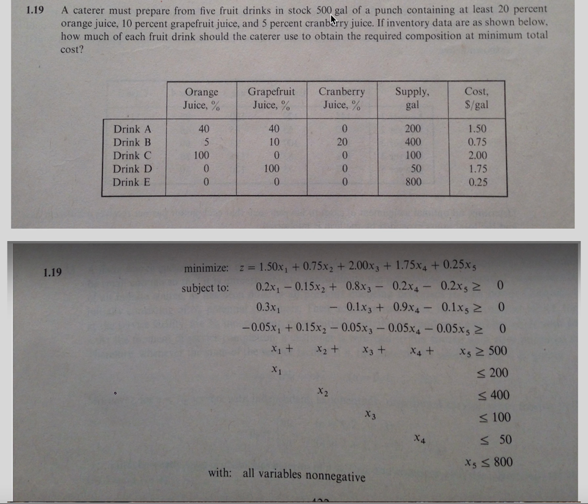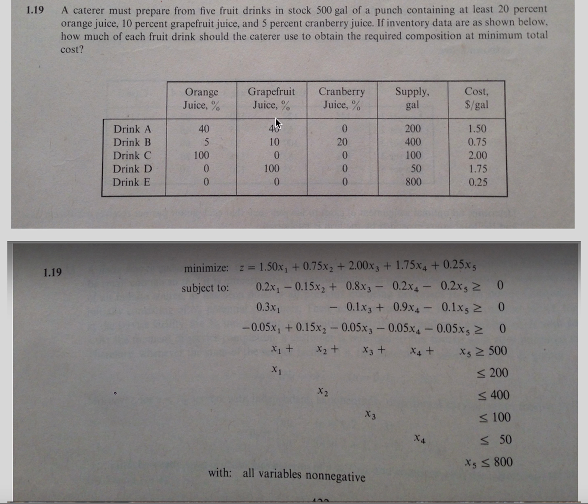However, what if we make more than 500 gallons? Then we have to account for that. So what we're really going to say is 0.4x1 plus 0.05x2 plus 1x3 has to be greater than or equal to 0.2 times the total amount of juice, which is x1 plus x2 plus x3 plus x4 plus x5. If you then simplify those together, you're going to get one of these top three constraints here. I'll let you work out the algebra to figure out which one.